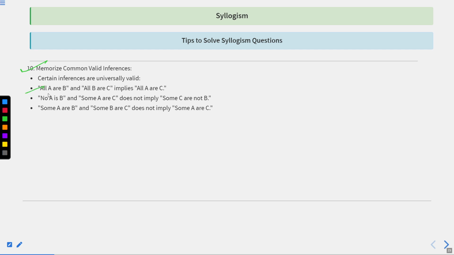This we have already studied. All A are B and all B are C implies all A are C. No A is B and some A are C does not imply some C are not B. Some A are B and some B are C does not imply some A are C. So the only thing you need to remember is that if all A are B and all B are C, then it implies that all A are C.